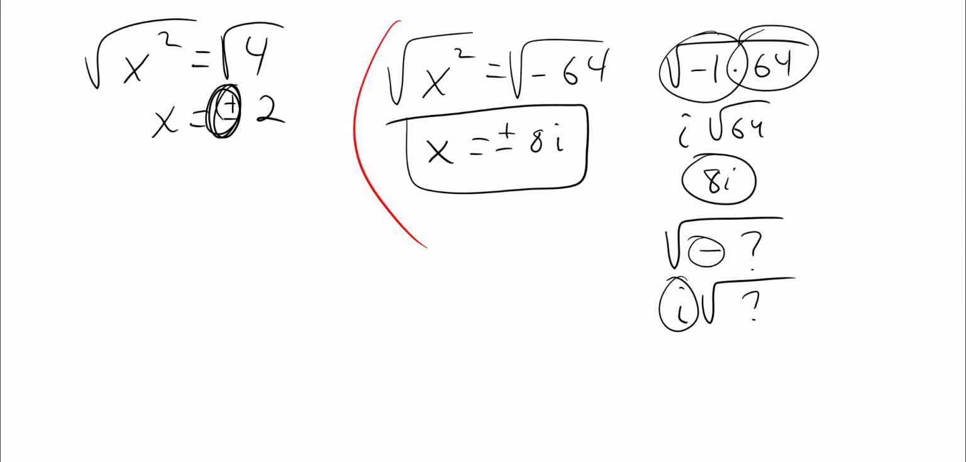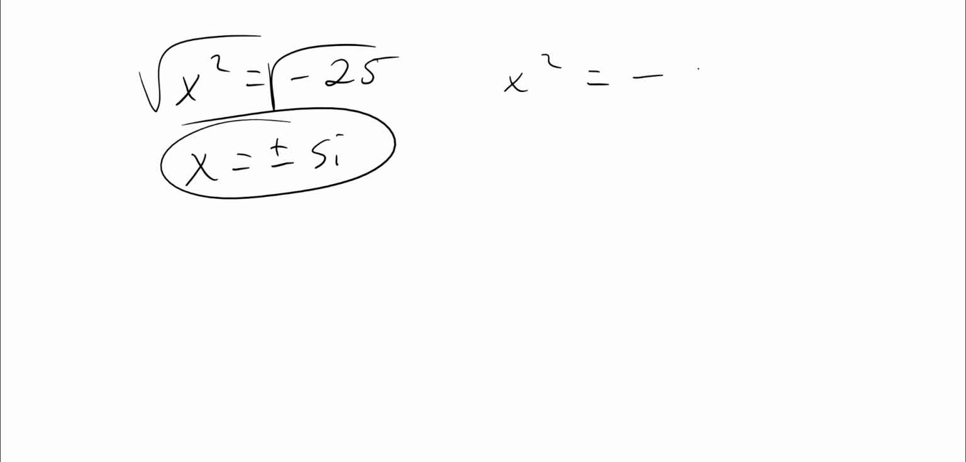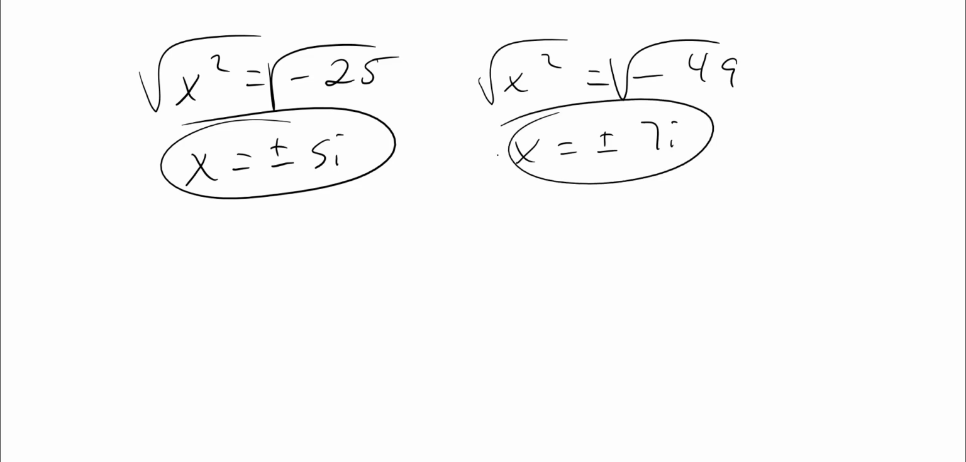Let me try another quick problem. If I said x squared equals negative 25, take the square root of both sides. So you get x equals plus or minus, the square root of 25 is 5, and then that negative 1, so it's plus or minus 5i. Now x squared equals negative 49. Square root of both sides, x equals plus or minus, the square root of 49 is 7, so 7i. If you have a negative under the square root, you're going to have an i there. That's pretty much what it is.